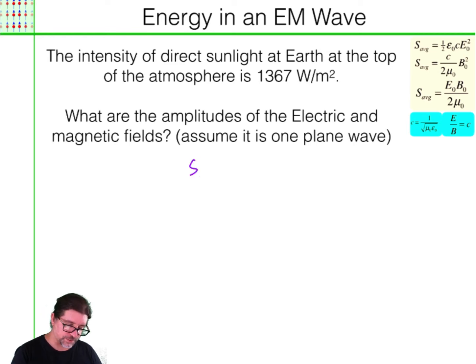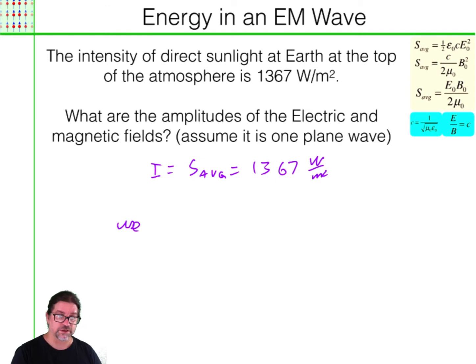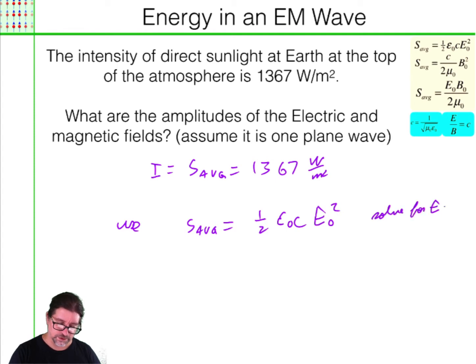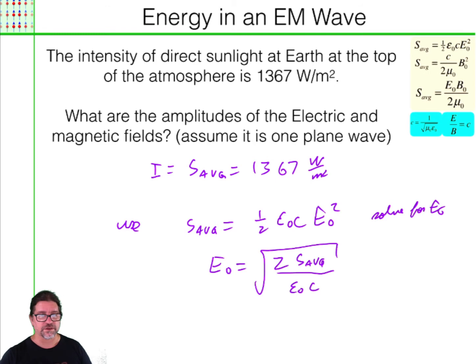Well, we can use this, right? We're given the intensity, which is S average, 13.67 watts per square meter. We're going to use the equation that S average is equal to 1/2 epsilon naught C E naught squared, and we're going to solve for E naught. If I solve this for E naught, I get the square root of 2 times S average over epsilon naught C. I believe I inverted that correctly.